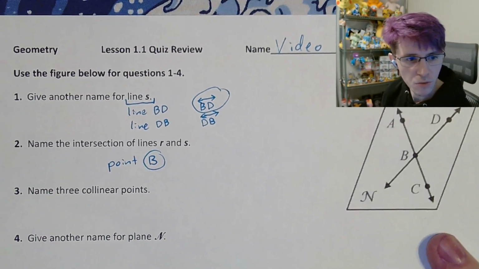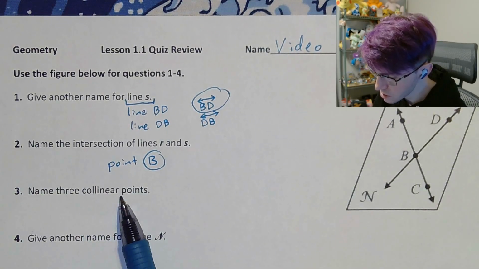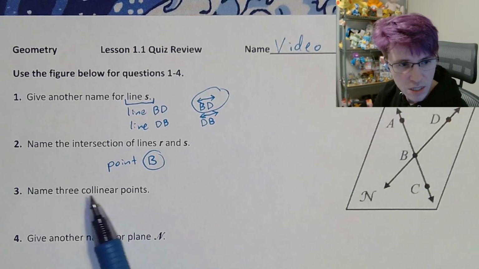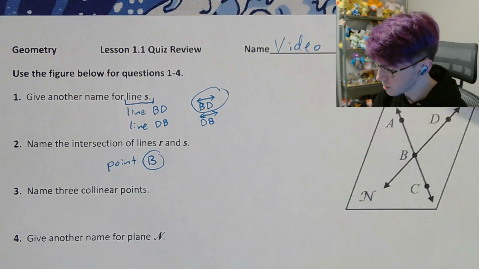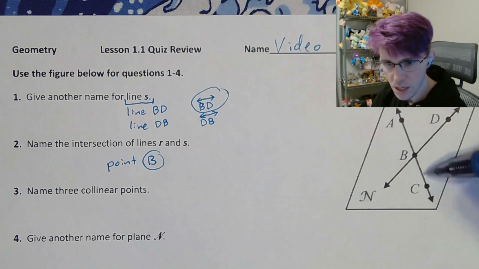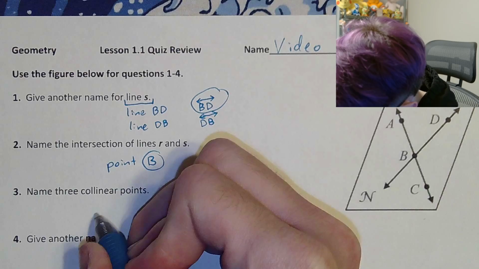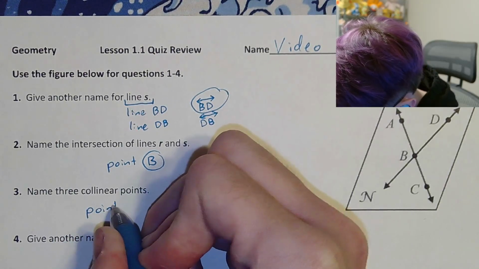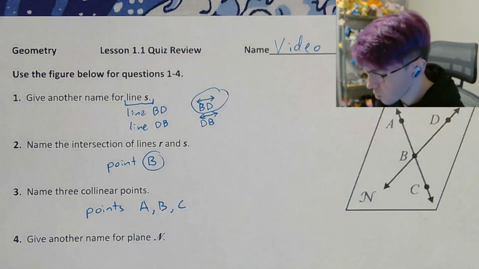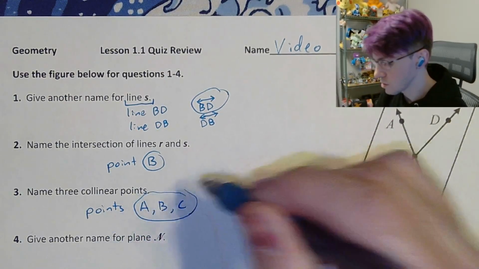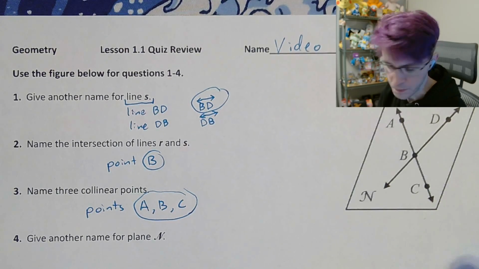Let's move on to three collinear points. This one right here was one of our vocabulary words. The word collinear just means together on the same line. So the 3 points that are all together on the same line are boom, boom, boom. It's these three right here. So those three right there are points A, B, and C. So you can just write the word points and then A, comma B, comma C. Or you could just go ahead and only circle and only write down just the three letters. You don't necessarily need the word points.